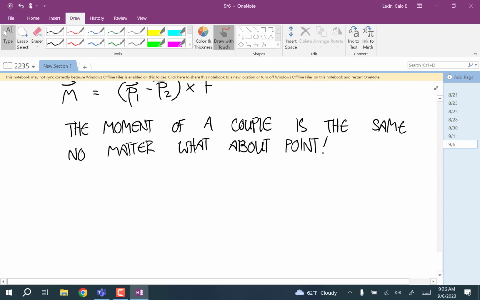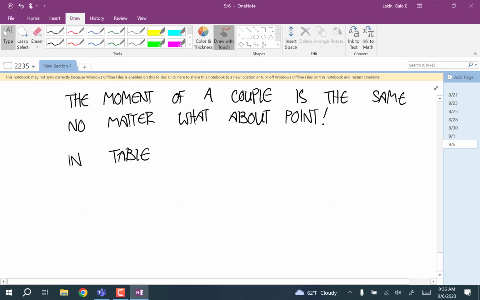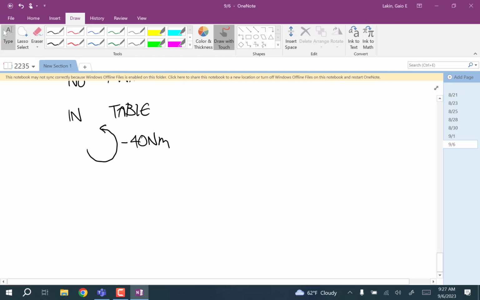Okay, so in the table that I've been filling out for these, if you have a couple of negative 40 Newton meters, let's say, I could write this as a moment in the counterclockwise direction shown with a negative, or I could write that as a clockwise direction with a positive. It's the same thing. But you would put this in the table this way.